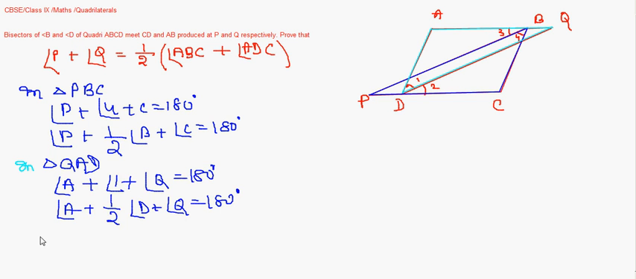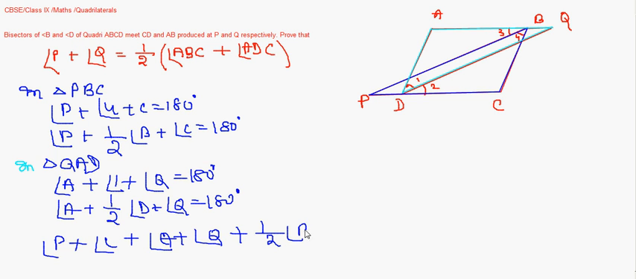Let us add them. What do we get? We get angle P plus angle C plus angle A plus angle Q. Then I have half of angle B plus half of angle D there. Gives us 180 plus 180, that gives us 360 degrees. We have to keep P and Q on this side.